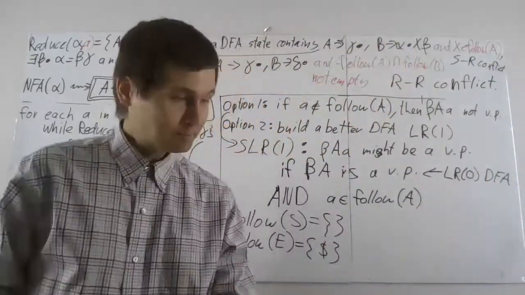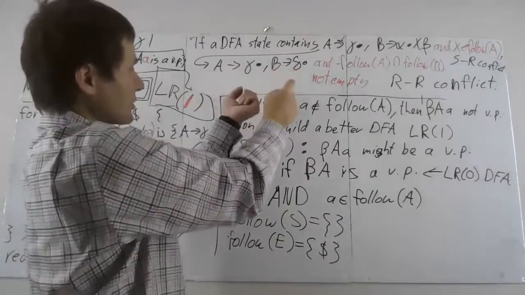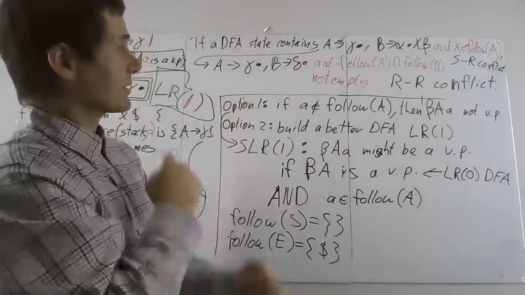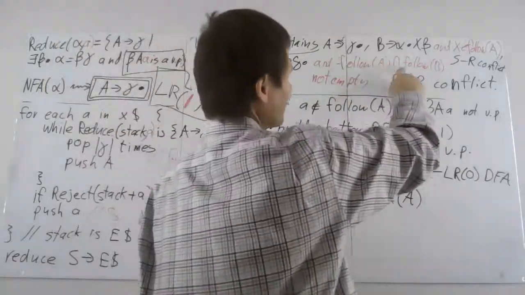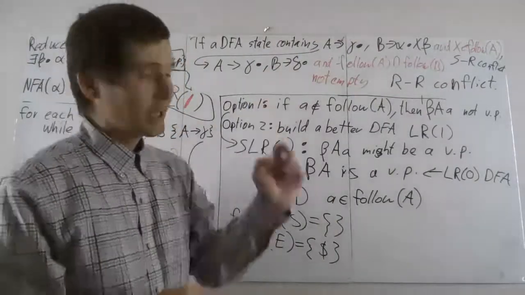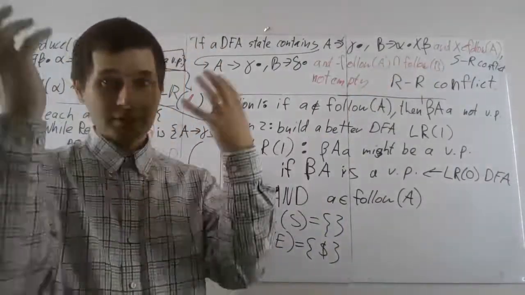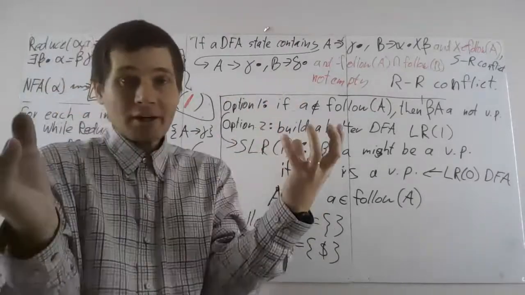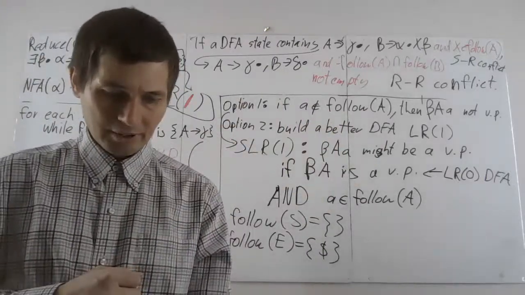Okay, so an LR0 parser would get into a state that has these two reductions, and it wouldn't know which one to pick. An SLR1 parser is going to look at the next input symbol. If that symbol is in the follow set of A, it'll reduce by this rule. If that next input symbol is in the follow set of B, it'll reduce by this rule. And the conflict is only there if there's a symbol that's in both of these follow sets, because if that symbol comes up in the input, then the parser wouldn't know which one to pick. But as long as the follow sets are disjoint, the parser always knows which one to pick.